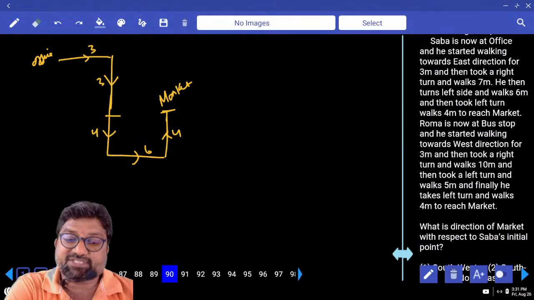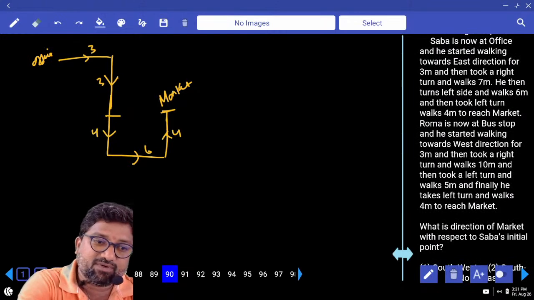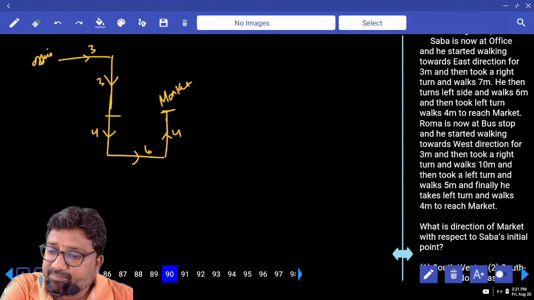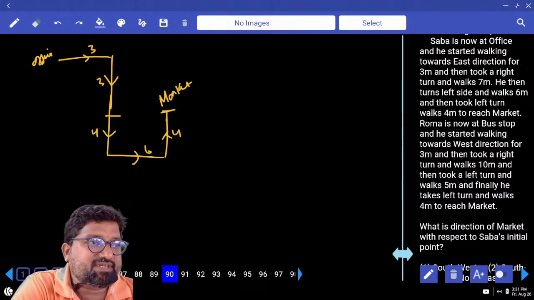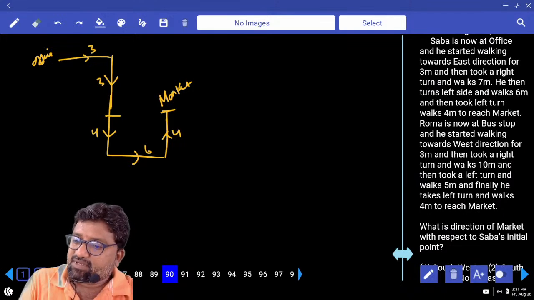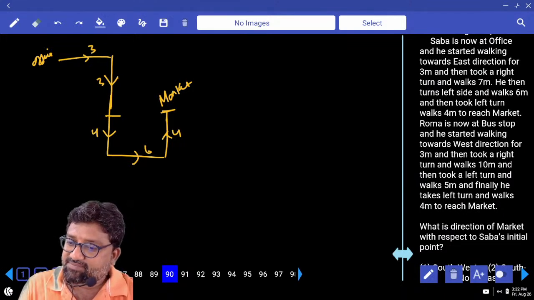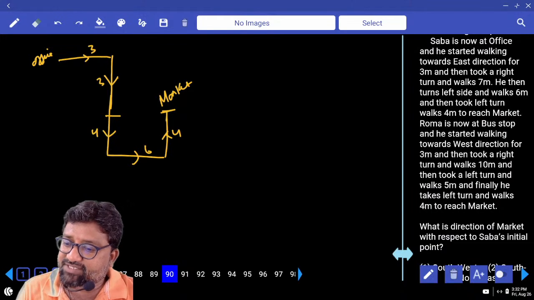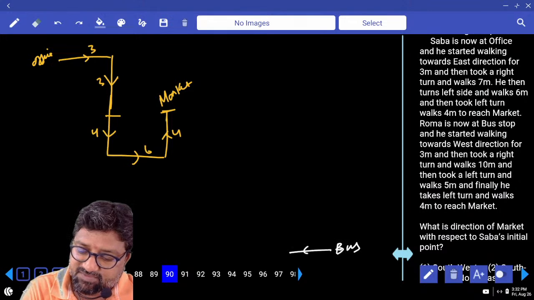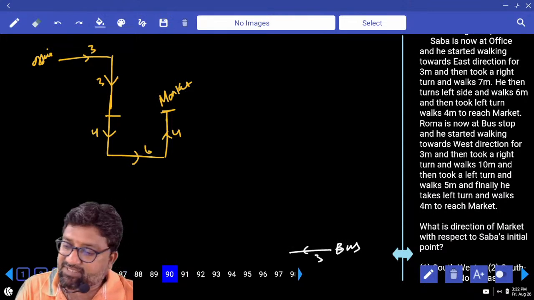Roma is now at bus stop. The story has changed now. Roma is now at bus stop. I don't know where this bus stop is. Let's see. Roma is now at bus stop and starts walking towards west direction for 3 meters. West 3 meters. Then what does she do?